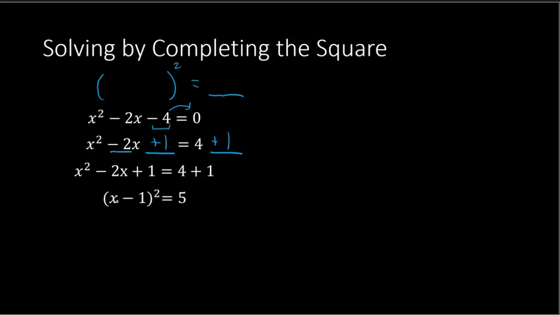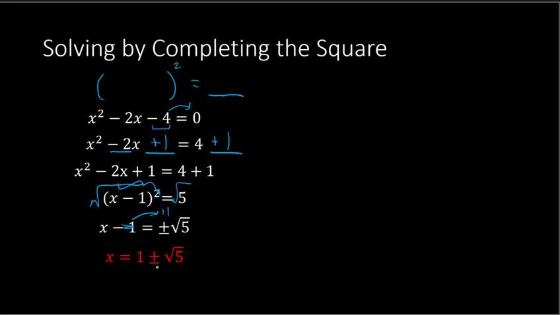And now at this point right here, we can take the square root of both sides to solve. So now we have x minus 1 equals a positive or negative square root of 5. And then solve for x by bringing this negative 1 to the right side. We do that by adding 1 to both sides. So what we have now is x equals 1 plus or minus the square root of 5. And that is our solution.